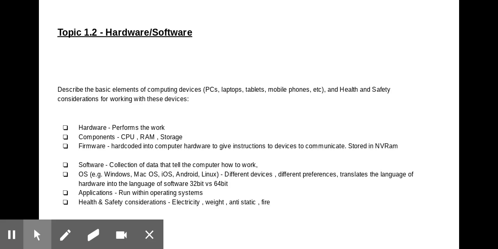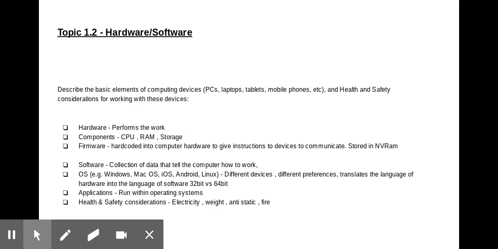You've got 32-bit versus 64. So if it's a 32-bit operating system, it can only utilize up to 4 gigabytes of RAM. And then look at the health and safety considerations, such as power surges, the weight of the devices. So we talked before about moving PCs around, you lifting them correctly, or using specific devices to move them around. Could be discussed in the context of a question.